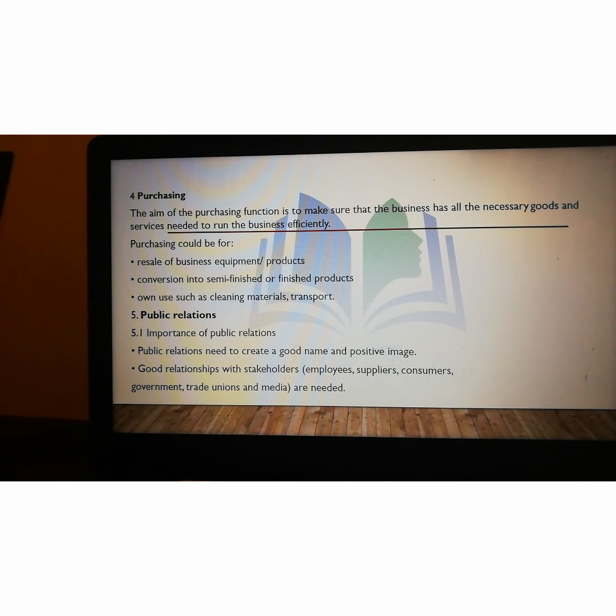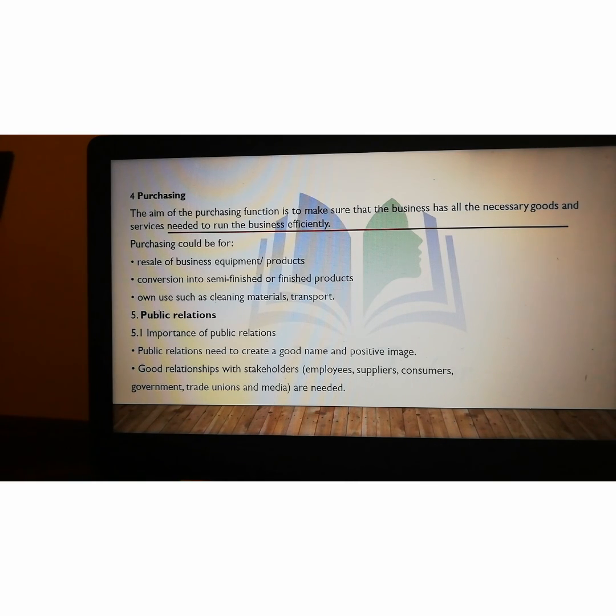Now the fifth function of the business, yes, the fifth function of the business is PR, public relations. And the importance of public relations is very huge, because this is how I, as an individual, will see Nike. Public relations is important, because there is a need to create a good name and a positive image for Nike. I mean, no one wants to associate themselves with a business that is not portraying themselves as a professional business.